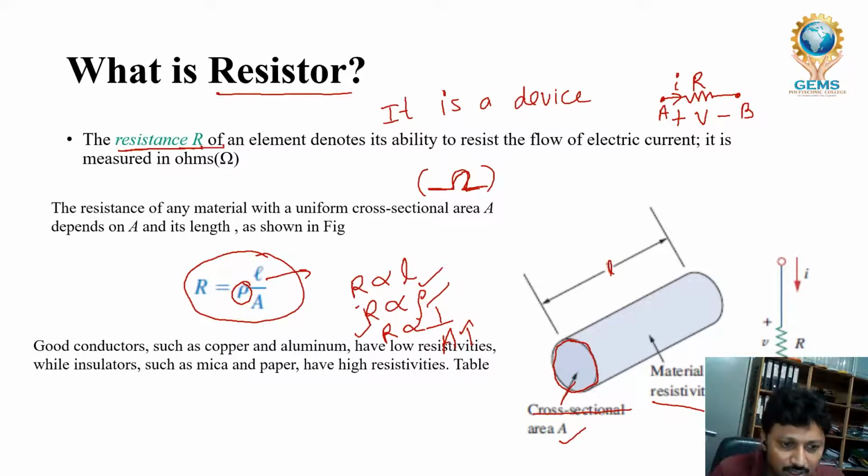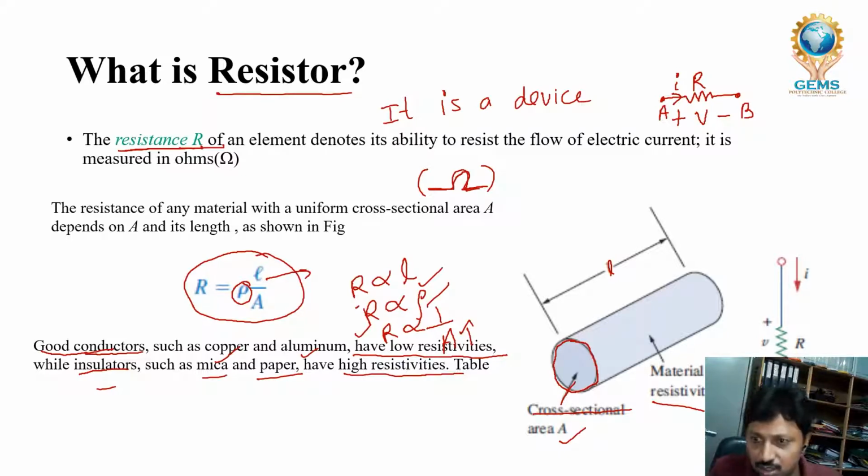So there are three types of materials. The first one is conductors, the second is insulators, and the third is semiconductors. You see the good conductors: copper, aluminum, right? They have a low resistivity. The resistivity of a material actually changes, while insulators such as mica and paper have high resistivities.